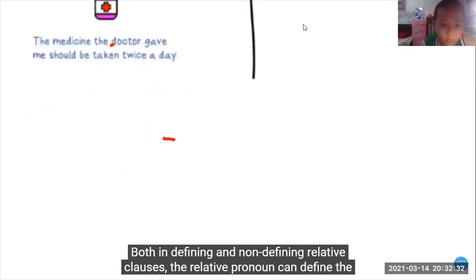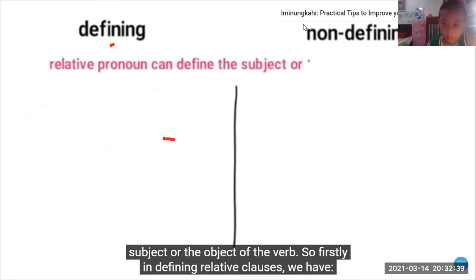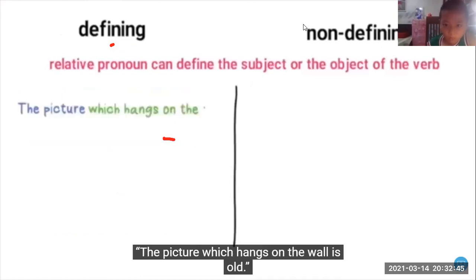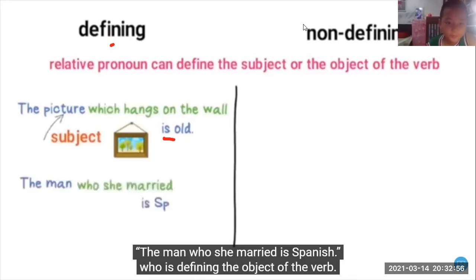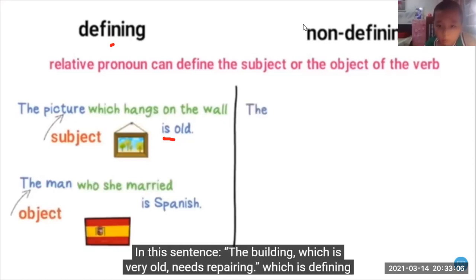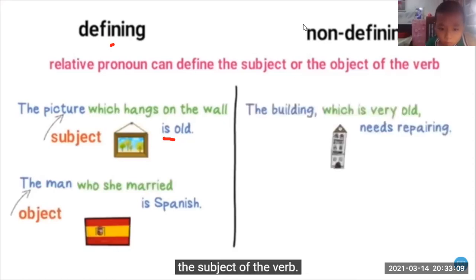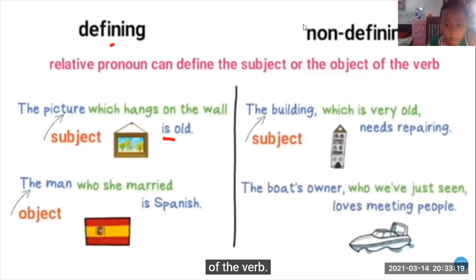Both in defining and non-defining relative clauses, the relative pronoun can define the subject or the object of the verb. So firstly, in defining relative clauses, we have, the picture which hangs on the wall is old. Here, the relative pronoun which describes the subject of the sentence, the picture. And here, the man who she married is Spanish, who is defining the object of the verb. In non-defining relative clauses, it's the same. The building, which is very old, needs repairing. The boat owner, who we've just seen, loves meeting people.